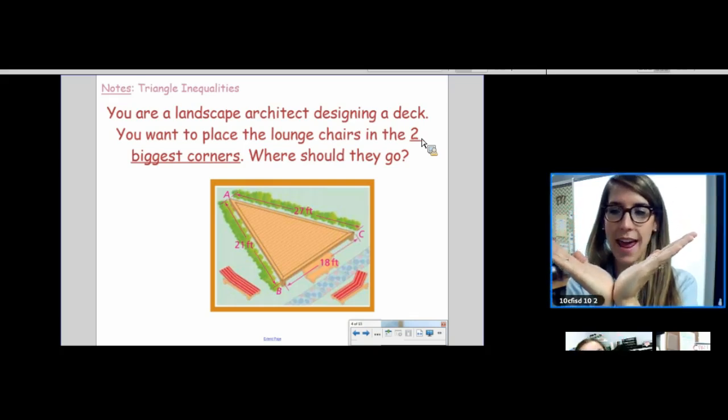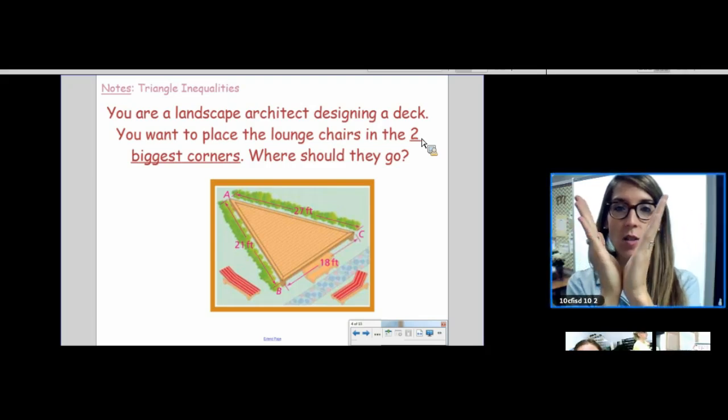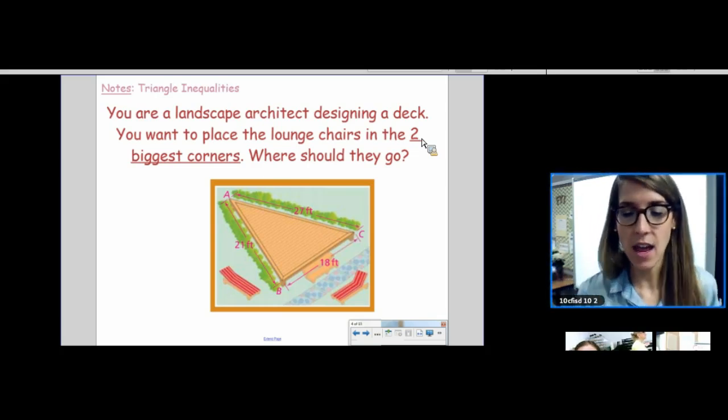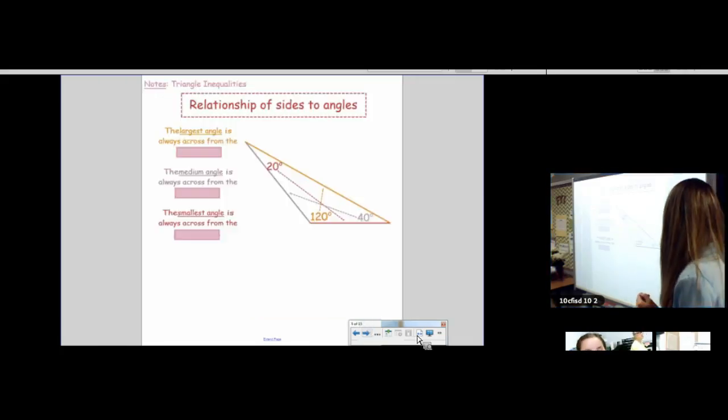As the angle gets larger, the distance is more. And as the angle gets smaller, the distance is less. More, less. More, less. And that's exactly how the angles in a triangle work.